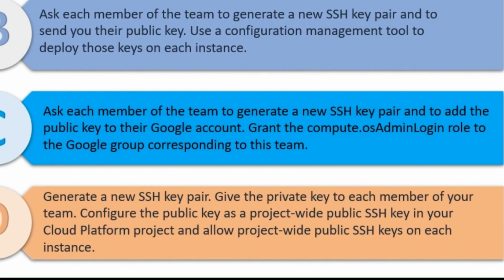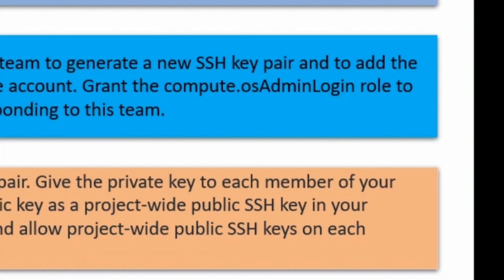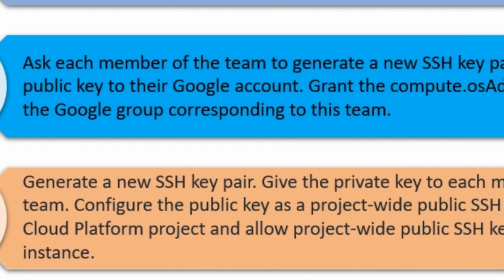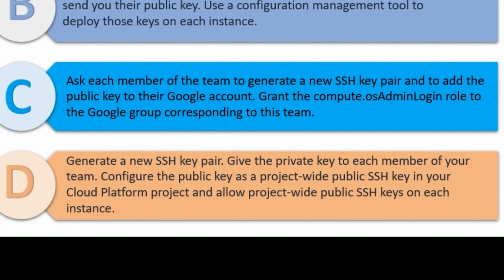C, ask each member of the team to generate a new SSH key pair and to add the public key to their Google account. Grant the compute.osAdminLogin role to the Google group corresponding to this team. D, generate a new SSH key pair. Give the private key to each member of your team. Configure the public key as a project-wide public SSH key in your cloud platform project and allow project-wide public SSH keys on each instance. C is the correct answer.